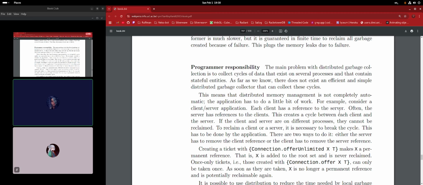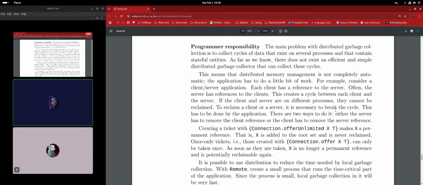This means that distributed memory management is not completely automated. The application has to do a little bit of work. For example, consider a client-server application. Each client has a reference to the server. Often, the server has a reference to the client, which creates cycles. If the client and server are on different processes, they cannot be reclaimed. To reclaim a client or a server, it is necessary to break the cycle.